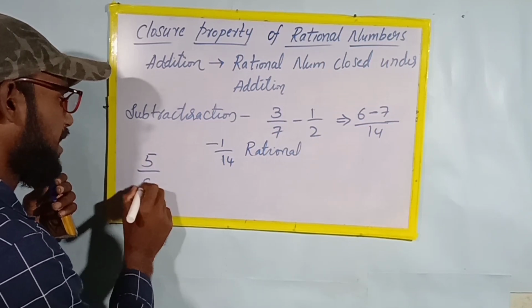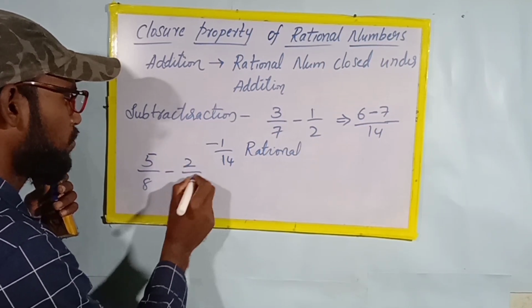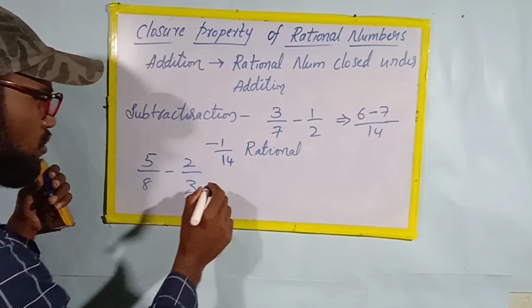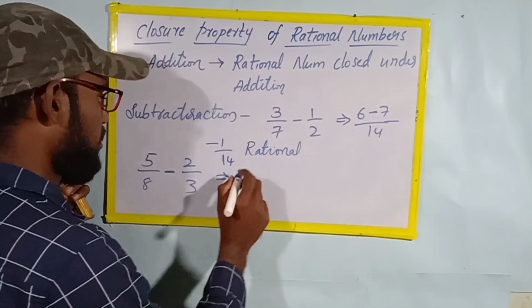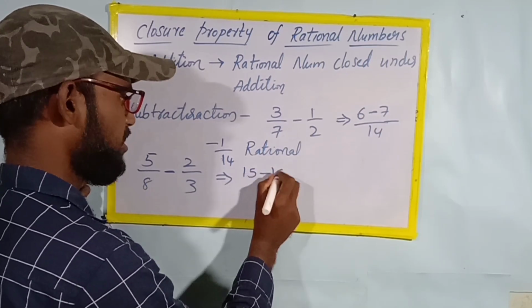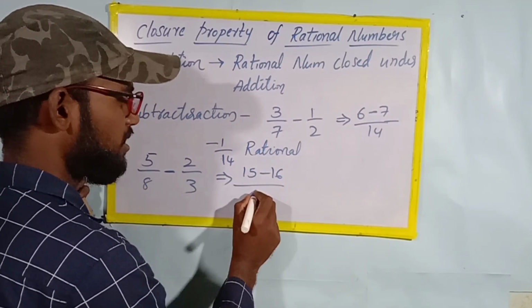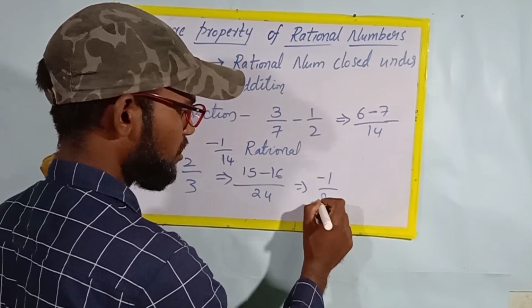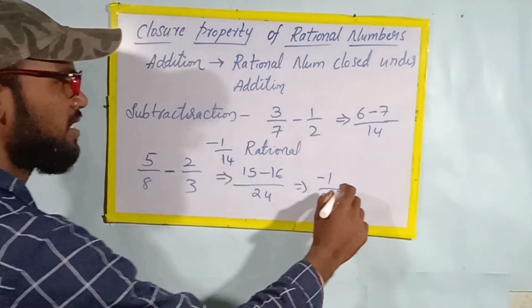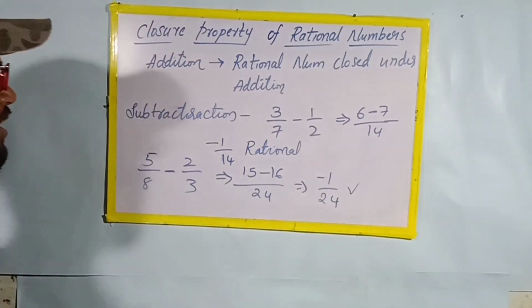5 by 8 minus 2 by 3. So see here, now minus is here, a subtraction operation. 3 times 5 is 15 minus 16, over 8 times 3 is 24. So 15 minus 16 is minus 1 by 24. Is it a rational number? Yes, it's a rational number. So what we can conclude here?